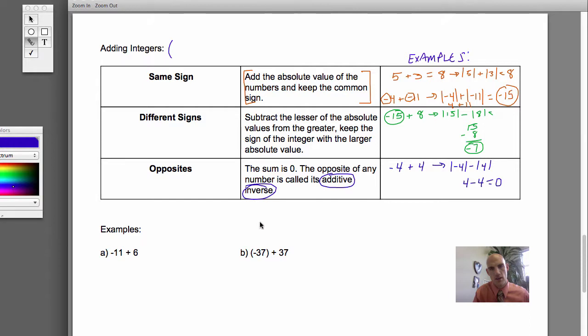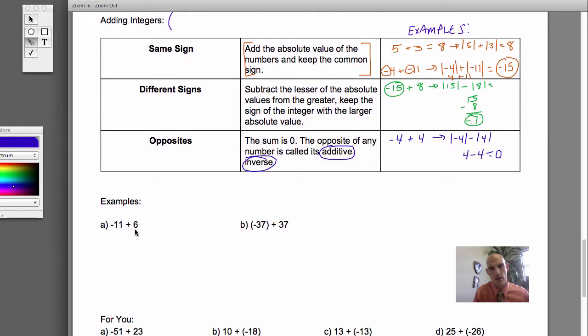Let's look at a couple of examples. Here I've got negative 11 plus 6. When we are adding, we have to evaluate the sign. Well, I don't have the same sign, so I'd have 11 red counters and 6 yellow ones, and I'm going to follow the different signs rule here. I'm going to take the absolute value of negative 11, which is 11, and the absolute value of 6, which is 6. I'm going to subtract those, lesser from greater, and I'm going to end up with 5. Then I need to look and see which one had the greater absolute value. 11 has the bigger absolute value, so I'm going to keep the sign of that number. So my answer is negative 5. All right, different signs: subtract them, and keep the sign of the larger absolute value.